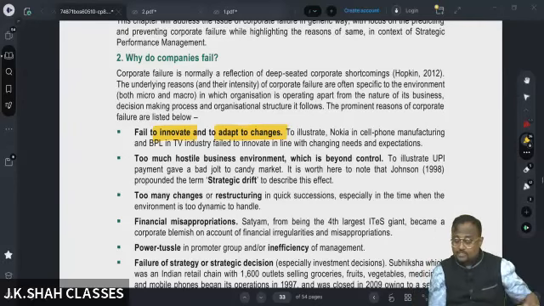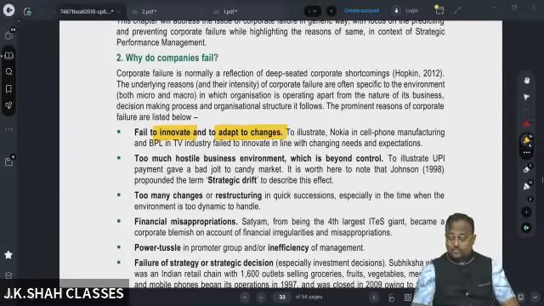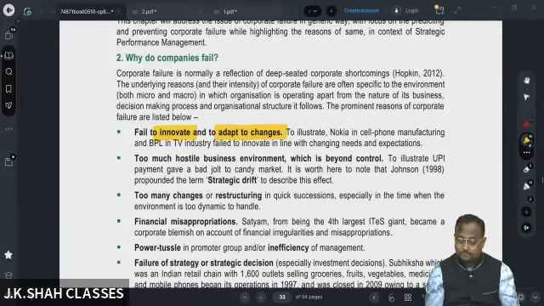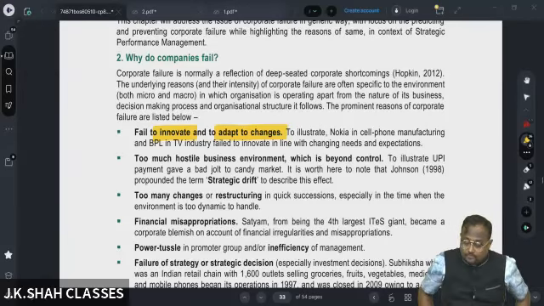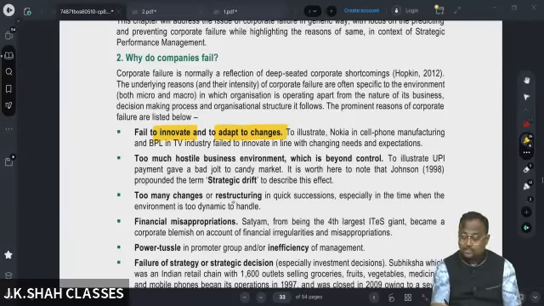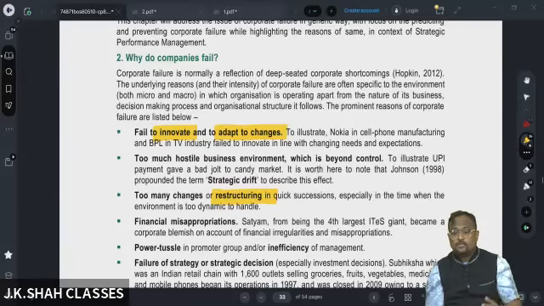Too much of hostile business environment, which is beyond control. Then too many changes or restructuring in the business. What happens? If you keep on changing the business structure, UPI, there were so many people who were not ready to accept it.